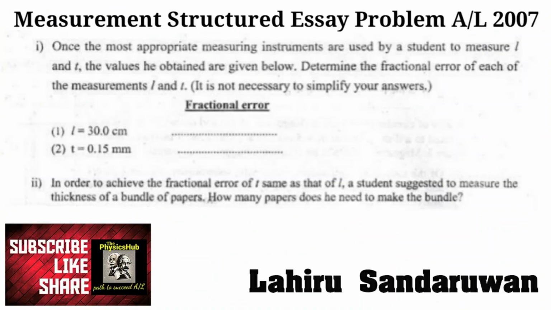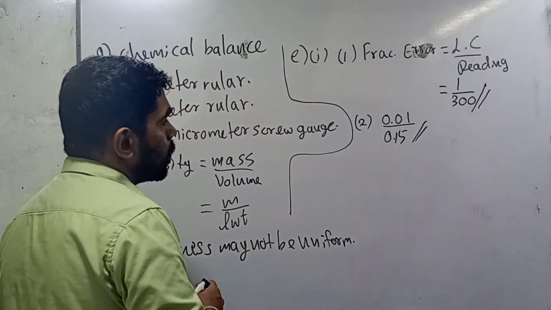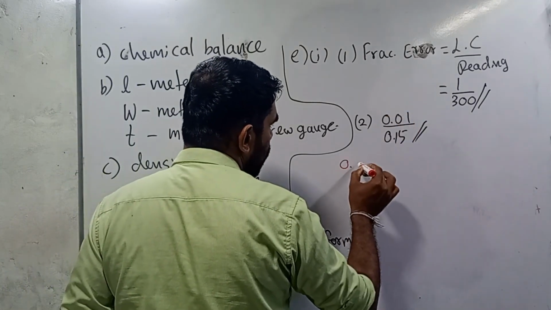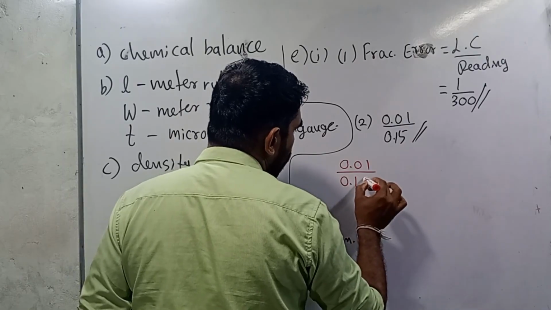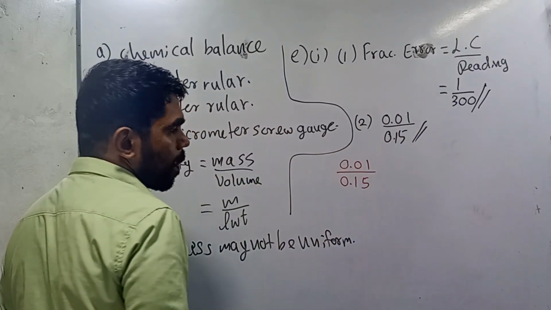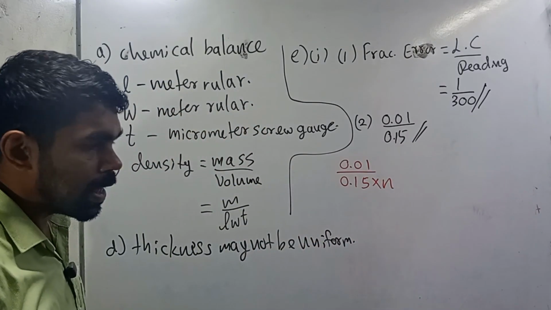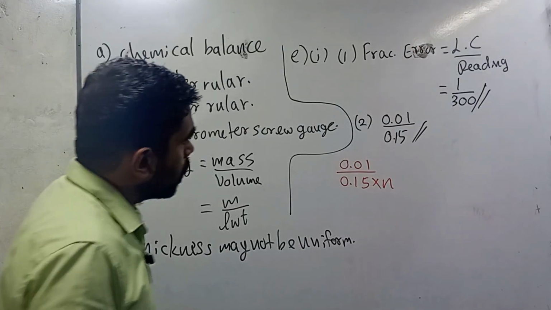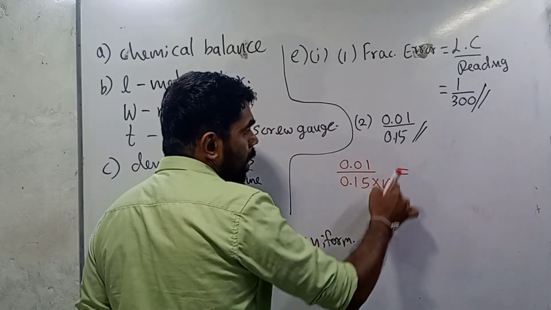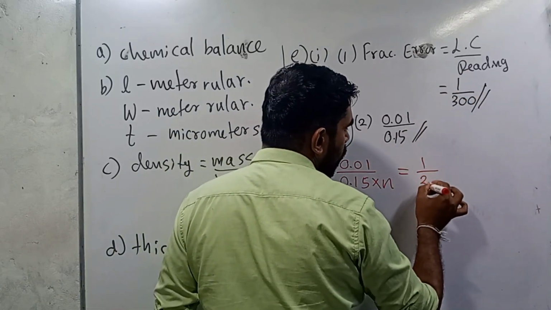Part 2. In order to achieve the fractional error of T the same as that of L, a student suggests measuring the thickness of a bundle of papers. How many papers does he need to make the bundle? Now, 0.01 over 0.15 is the fractional error. We have to use n number of papers, where n is the number of papers we have to use. This fractional error should be equal to this one. It is given in the question.